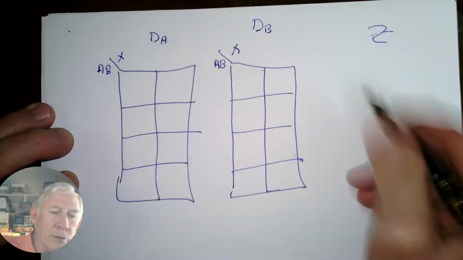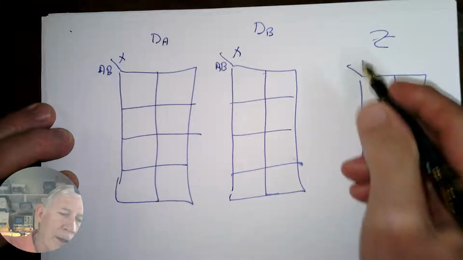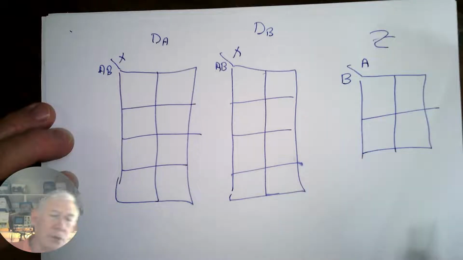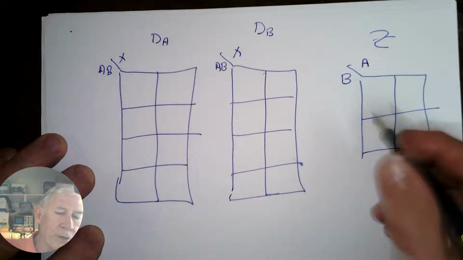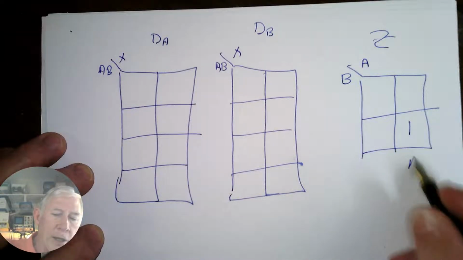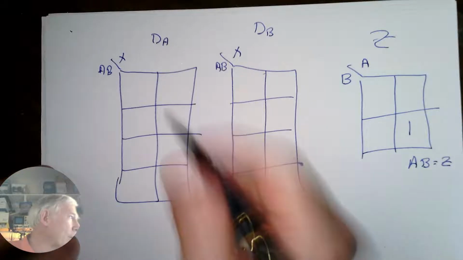It's only going to be a two-variable map, A and B, because X is not directly involved in the output, only indirectly through the flip-flops. And we already know that in most cases we're going to have a 1 here, and that's going to be AB equals Z, or Z equals AB. All right, so let's extract these.